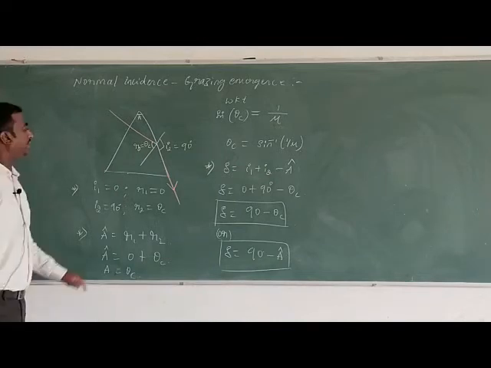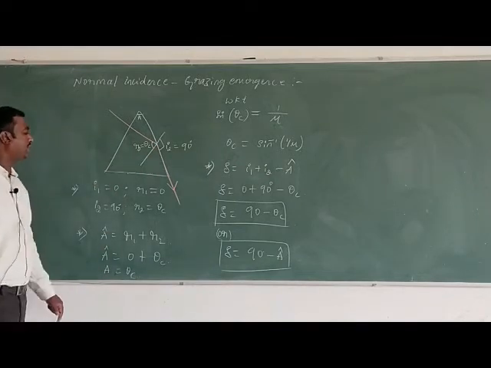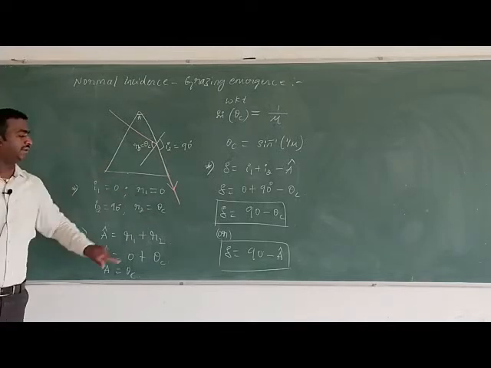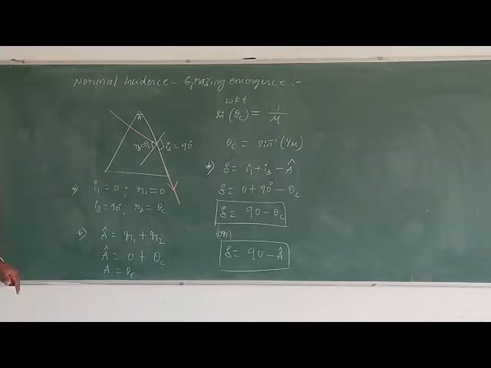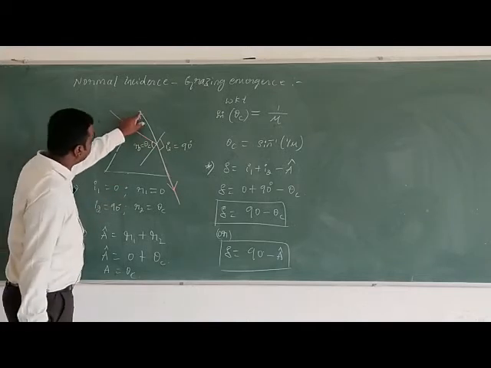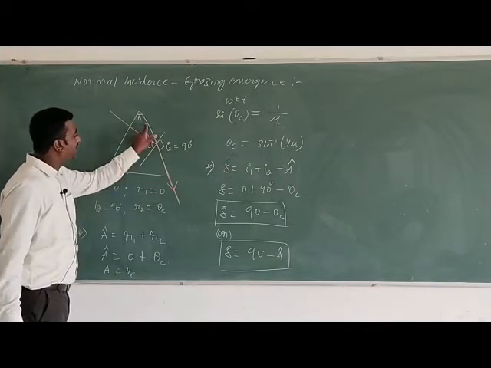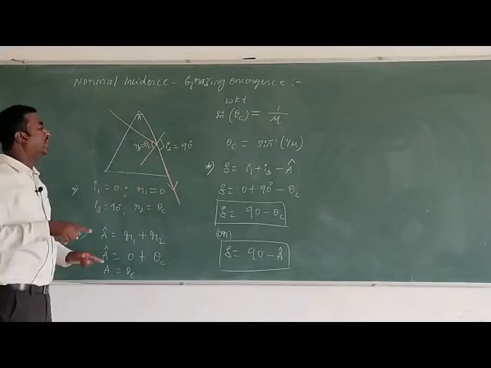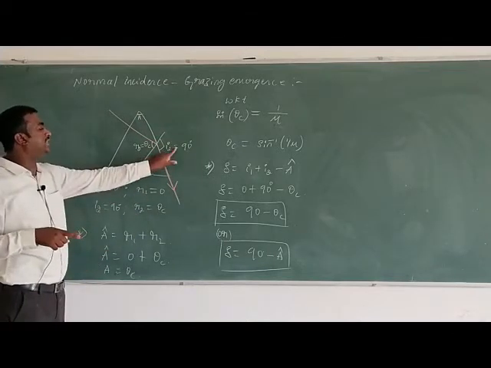When the light ray is incident normally, at the first refracting surface the angle of incidence is equal to 0 and the angle of refraction is also equal to 0. At the second refracting surface it grazes that surface, meaning it travels along the surface itself. So at that time the angle of emergence is 90 degrees.